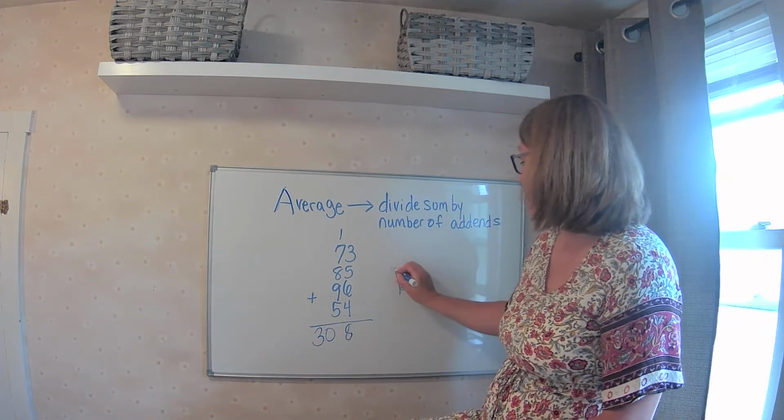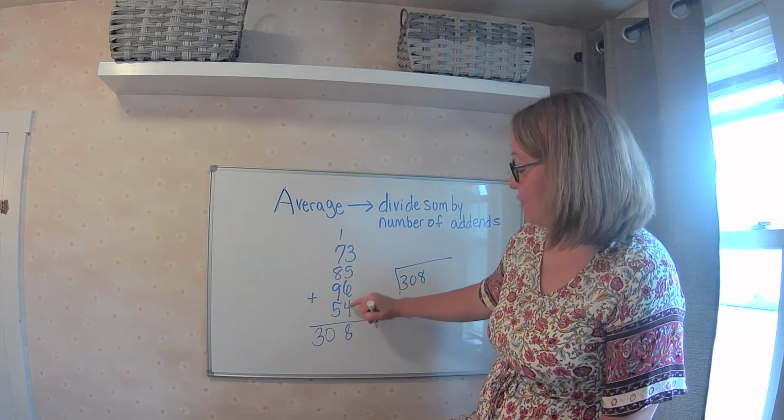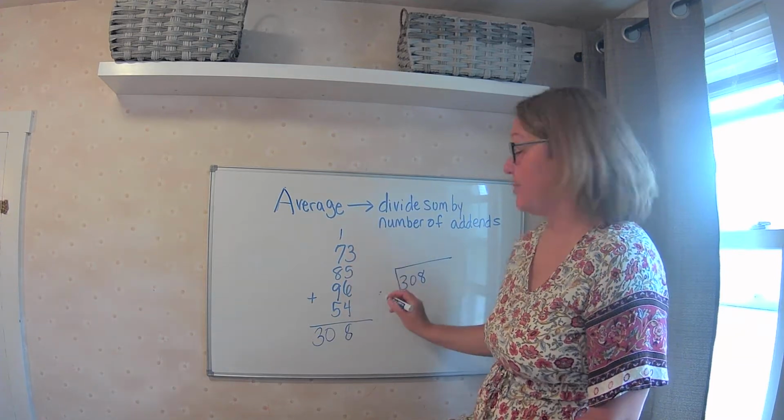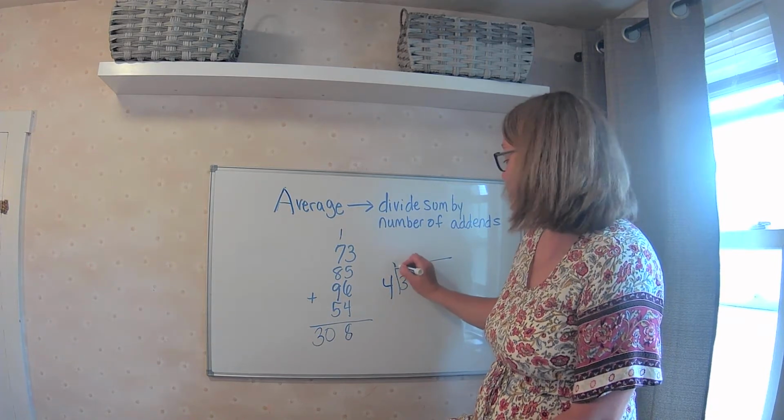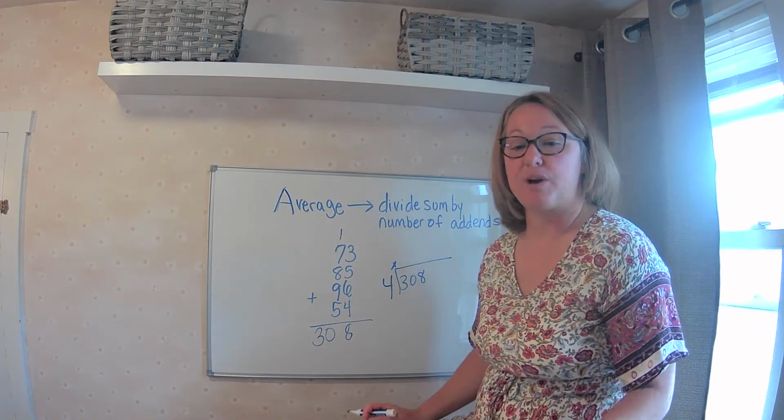All right, so divide. How many addends do we have? We have 1, 2, 3, 4. So now I have 308 divided by 4. And when we divide, we multiply, subtract, bring down.